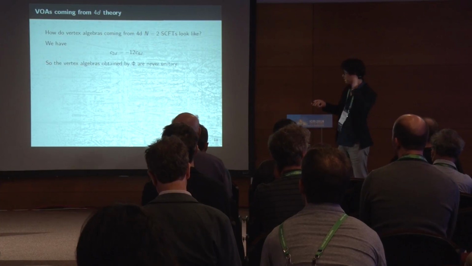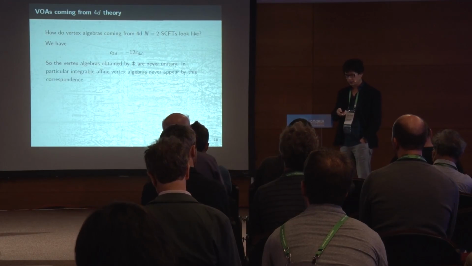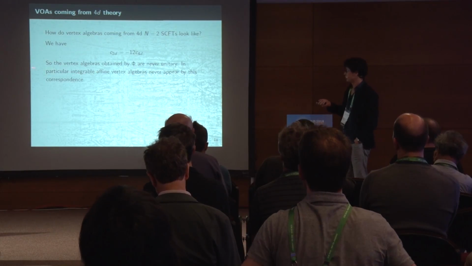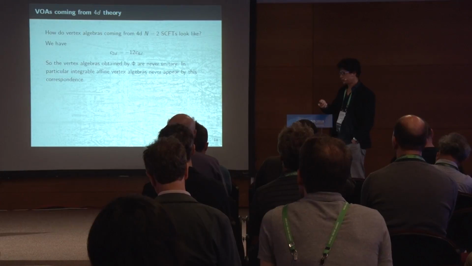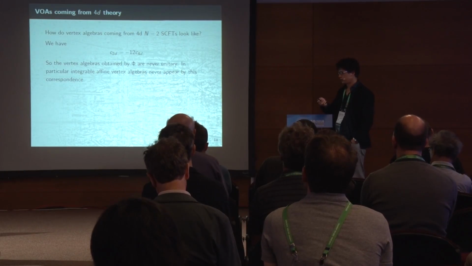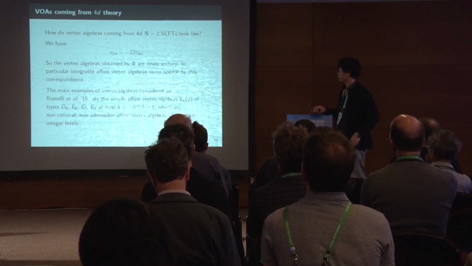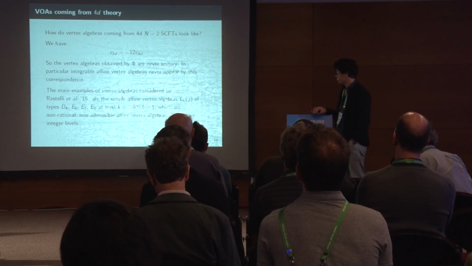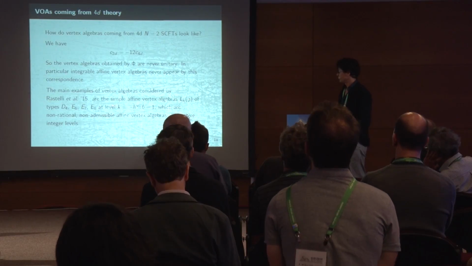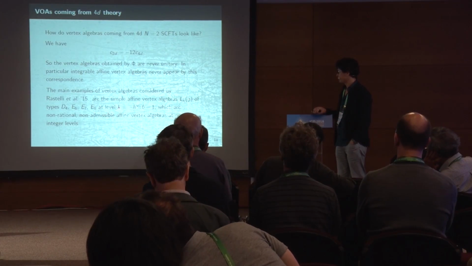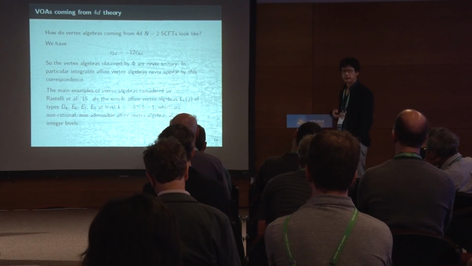Because physical theory is unitary, the vertex algebras obtained by this map phi are never unitary. So in particular, this familiar integral representation never appears in this correspondence. So there are some exotic vertex algebras that appear in this correspondence. And the main example of vertex algebra considered by these people is the simple affine vertex algebra of types D4, E6, E7, E8 at this level, which is in fact a negative integral level, and this is a non-rational, non-admissible affine vertex algebra.